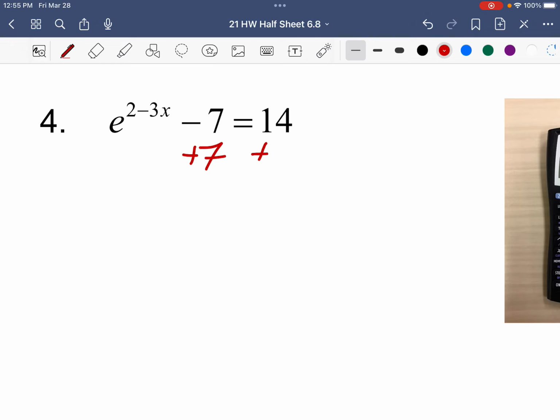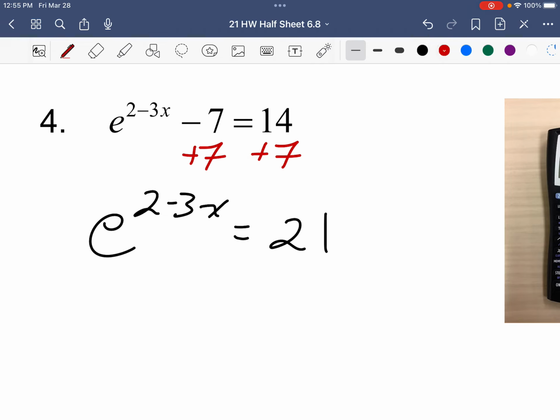But basically, I have to start by doing some inverse operations. I have to work on the outside of the equation. All right, when you add 7, of course, you get 21. Now, at this point, the e to the x is isolated, so I'm able to take the ln of both sides.